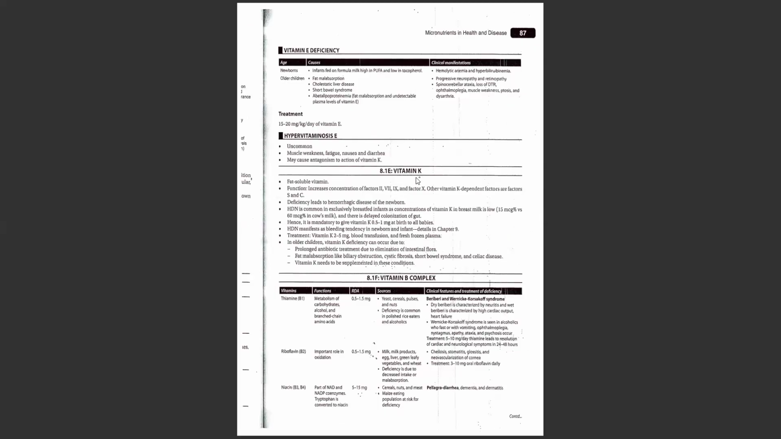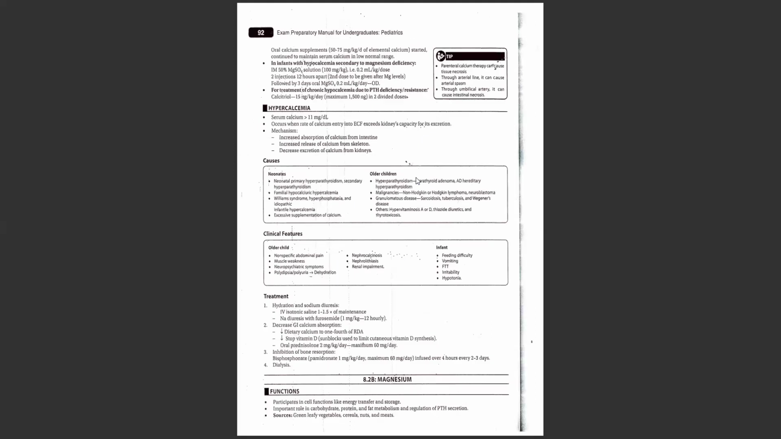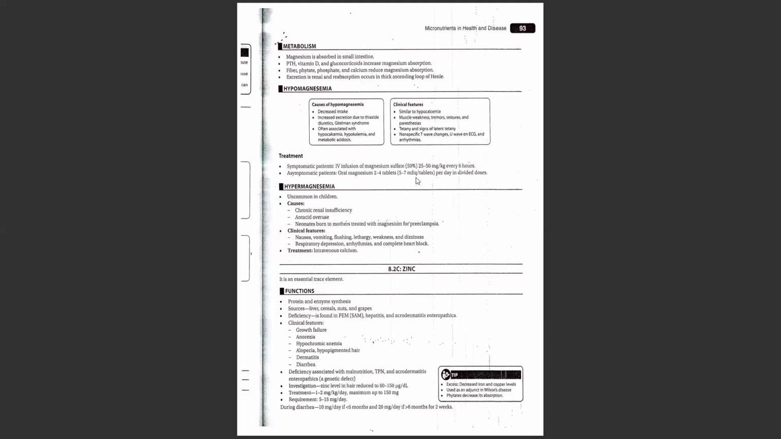Then another mineral is zinc. It is an essential trace element. Zinc deficiency disorder is also important; zinc deficiency in children is an important topic for short essays or short notes in our university exam. So we should learn about this zinc deficiency.